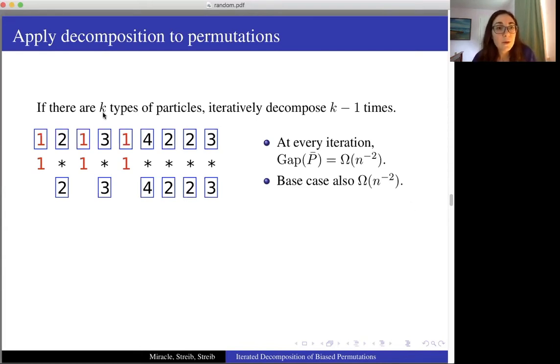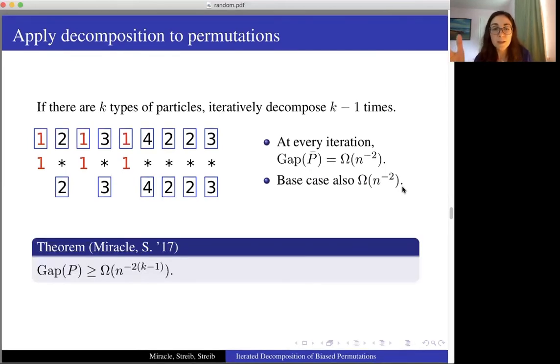Okay, so we assume there are k types of particles and we'll iteratively decompose k minus 1 times. And you can show that at every iteration, the projection chain has a gap of 1 over n squared. And the base case also has a gap of 1 over n squared. But unfortunately, when you apply the decomposition theorem iteratively in this way, you pick up an extra factor of 1 over n squared each time you apply it. And so the bound that we ended up getting is exponential in k.